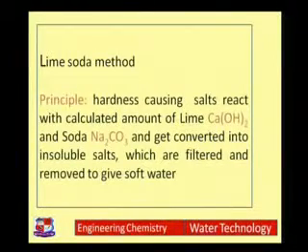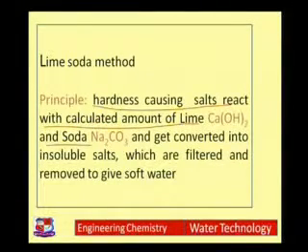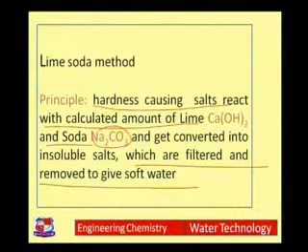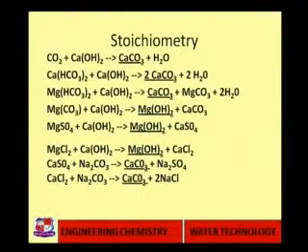So the principle here is that hardness-causing salts react with a calculated amount of lime and soda, that is soda ash, sodium carbonate, and convert them into insoluble salts which are filtered and removed to give soft water. On this principle, the lime soda method works. How do these convert the hardness-causing salts into insoluble form?